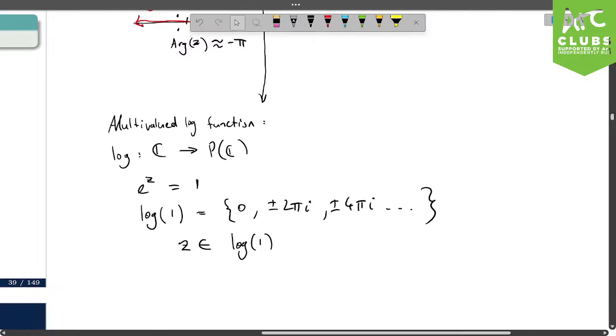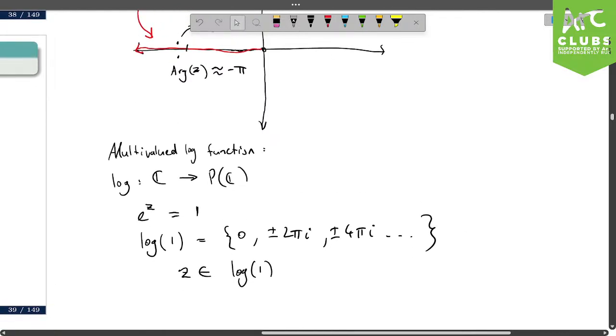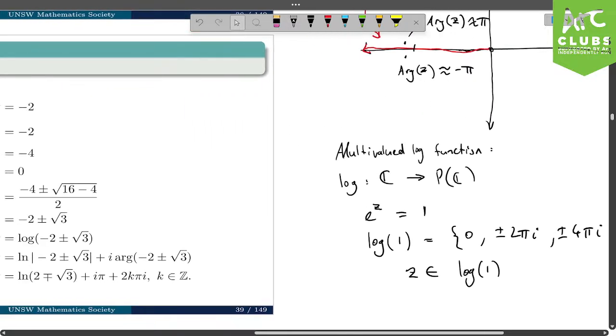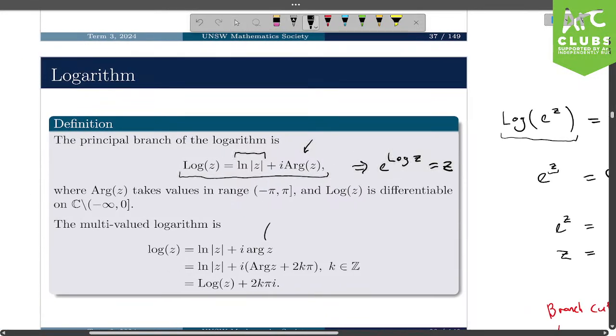Of course, it also means that it's not a proper function because it doesn't map from C to C. It's not a proper complex function. We can write the multi-valued log in simple terms using the multi-valued arg function.